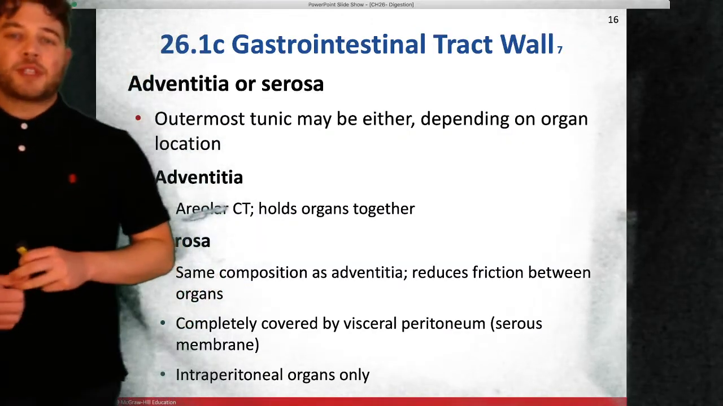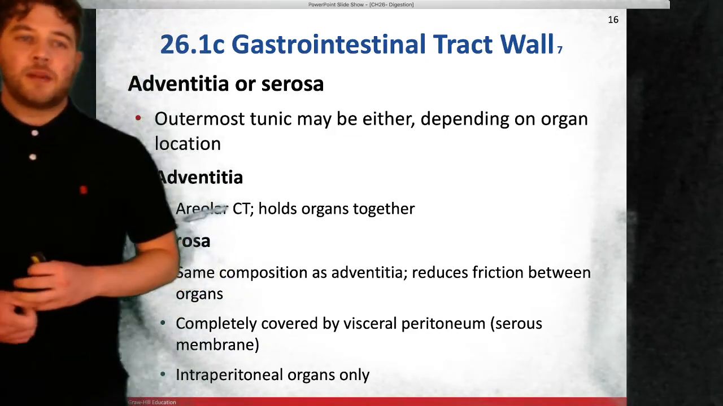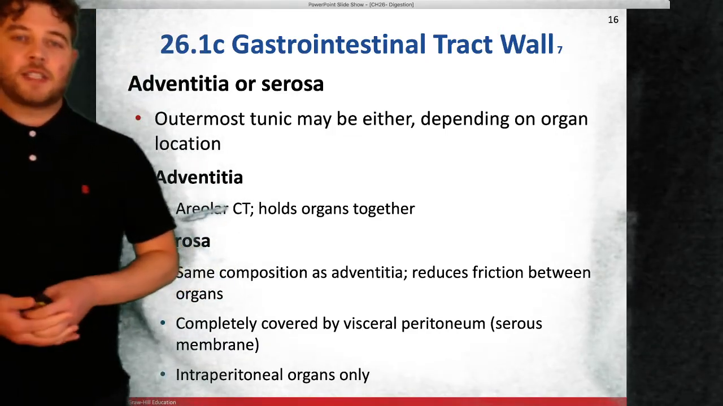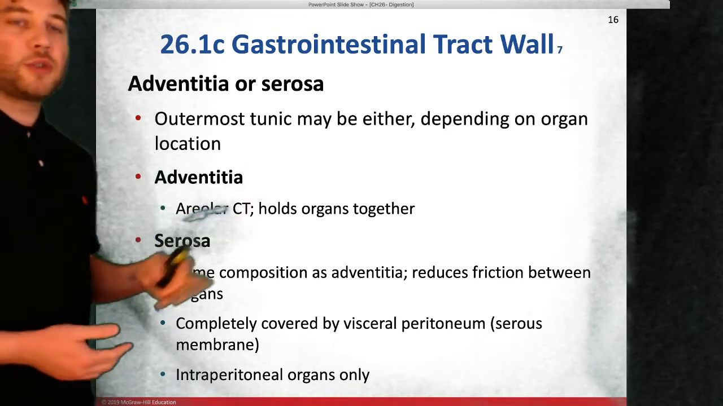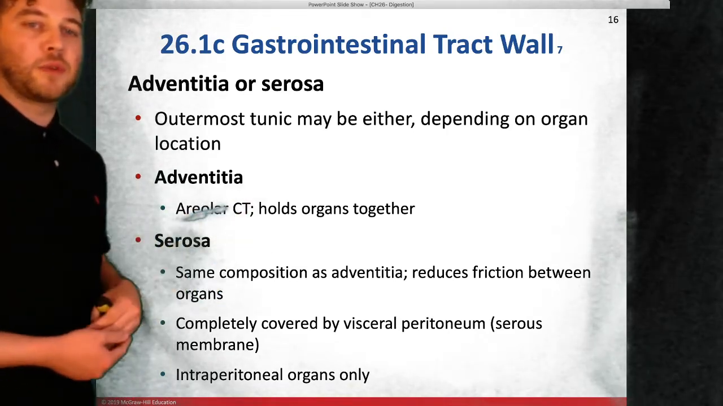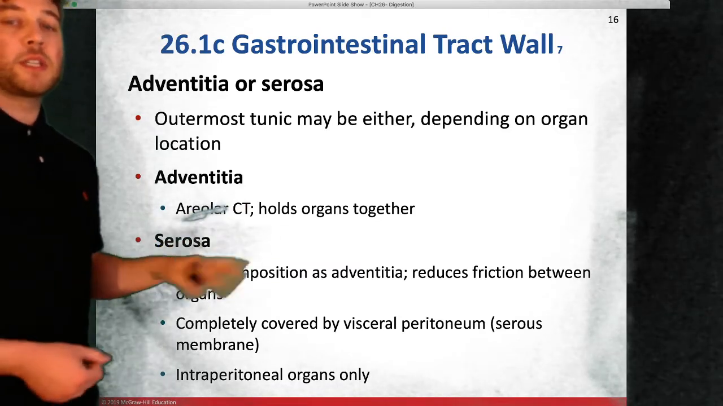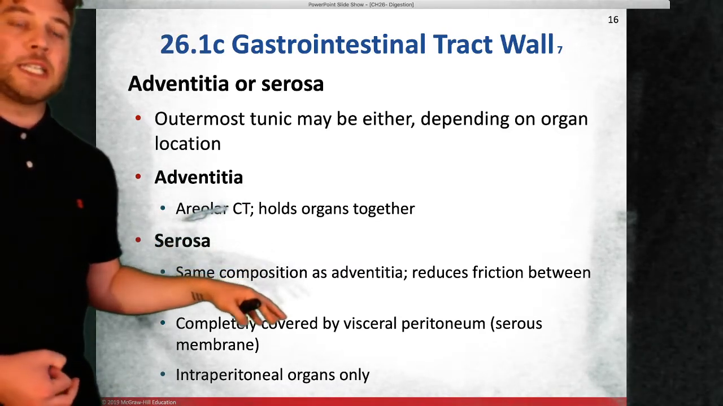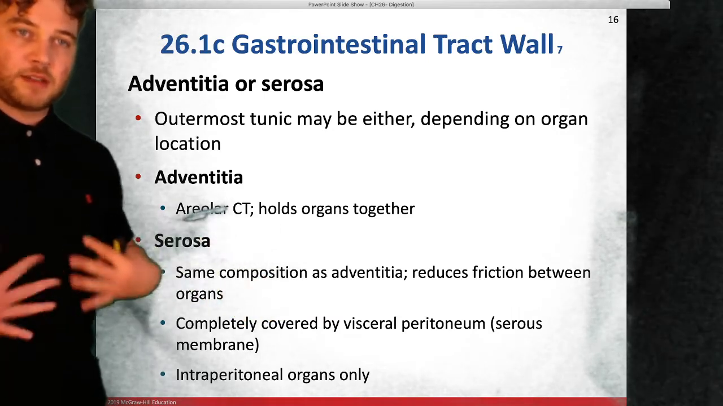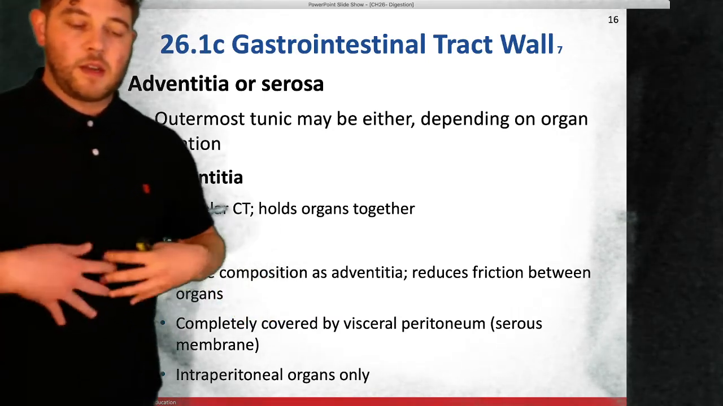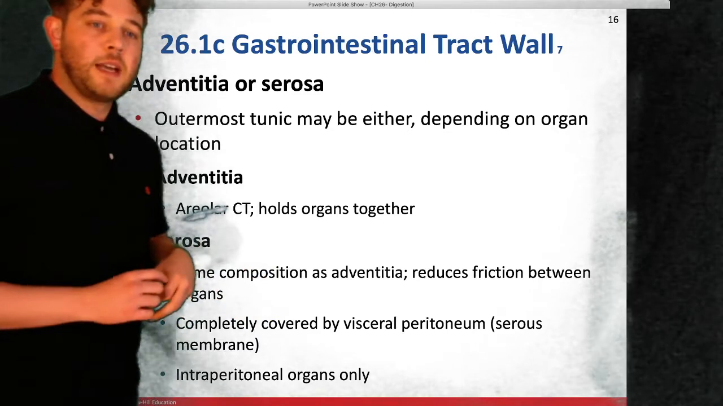Okay, the outermost tunic, the adventitia or the serosa, it just depends on the organ location. So the adventitia is made of areolar connective tissue holding the organs together. Same with the serosa. They work to reduce friction between the gastrointestinal organs. The serosa is completely covered by the visceral peritoneum, which would be the layer covering the organs itself.